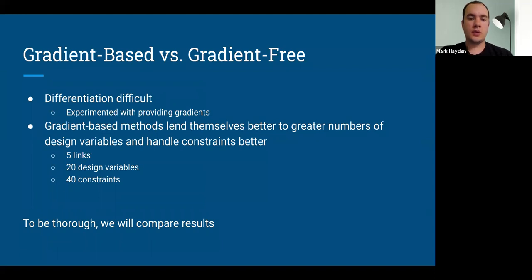This led us to determine which method would be better. So we experimented with providing gradients, and the gradient-based methods lend themselves better to greater numbers of design variables, and they handle the constraints much better. The robot we are examining, the Mars rover, only has 5 links, which leads to the 20 design variables and 40 constraints. But there are other robot arms out there that have many more links, which would scale the problem even higher. So we believe that gradient-based methods would be preferable, even though they require more to set up.